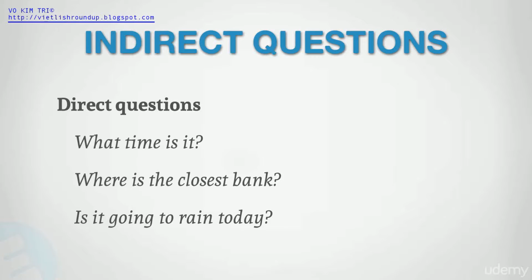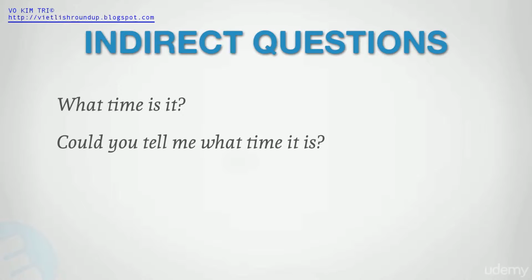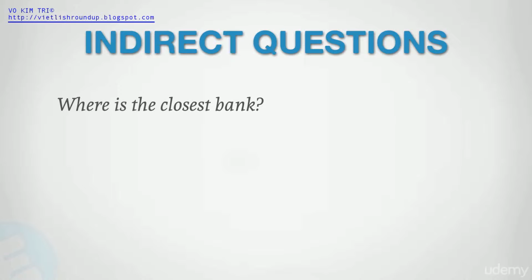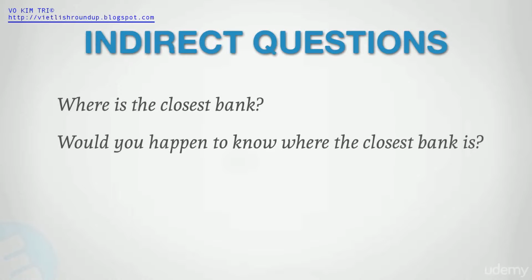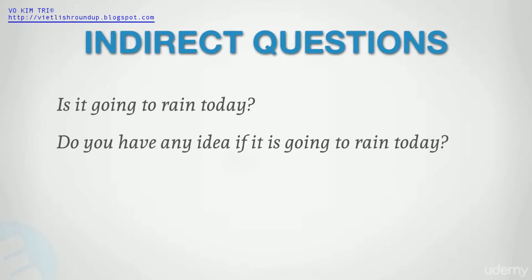So, for example, "What time is it?" becomes, "Could you tell me what time it is?" "Where is the closest bank?" can be, "Would you happen to know where the closest bank is?" And "Is it going to rain today?" is now, "Do you have any idea if it is going to rain today?"